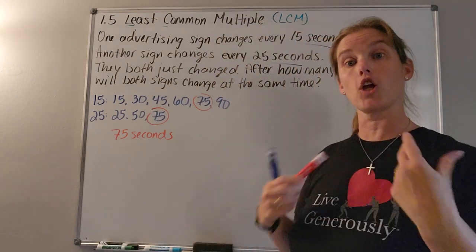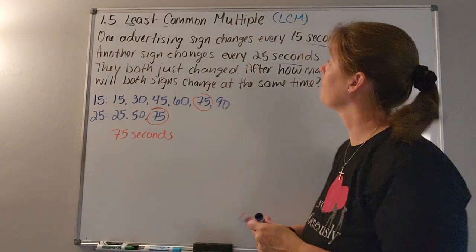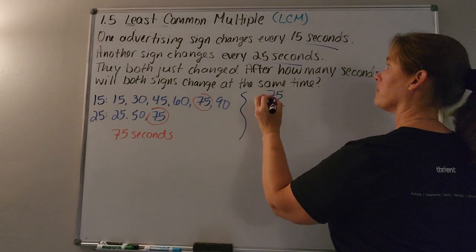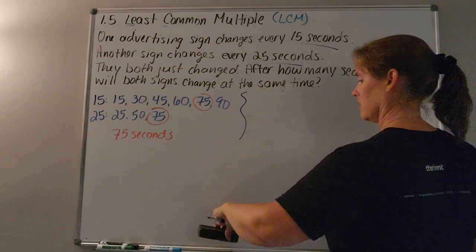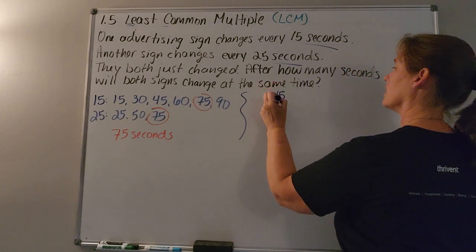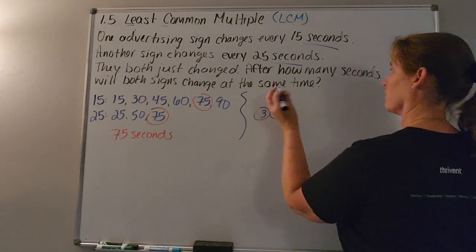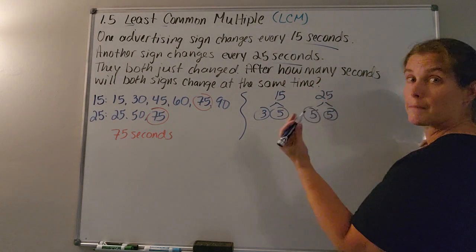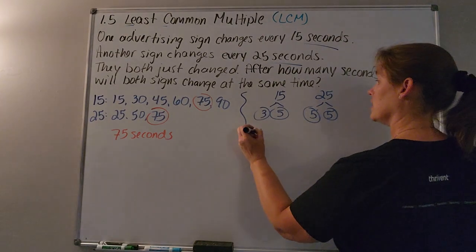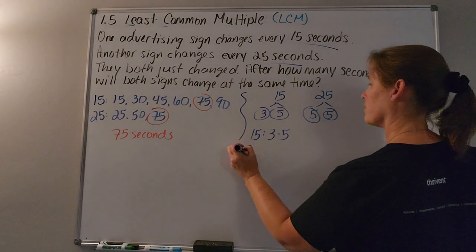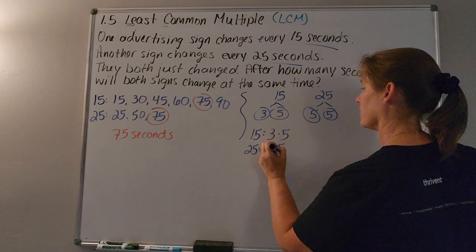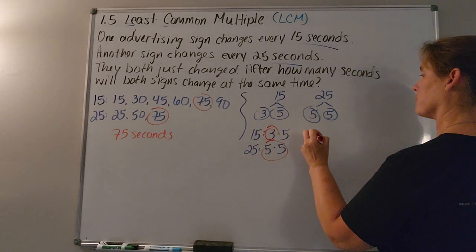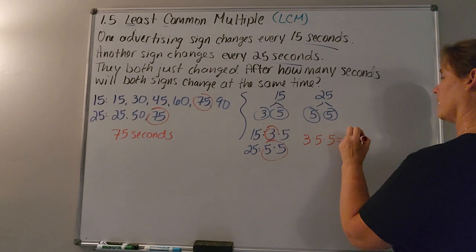So if you're feeling good about listing multiples, do it that way. If I'd rather just prime factor, then prime factor. How about 15? That's 3 and 5. Well, that's pretty quick and painless. 25 is 5 and 5. Also pretty quick and painless. So 15 is 3 times 5, 25 is 5 times 5. The most of any prime factors, 3 times 5 times 5, 75 seconds.